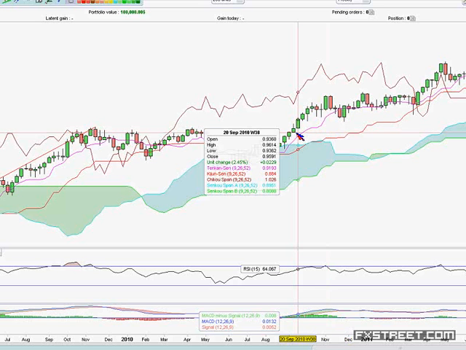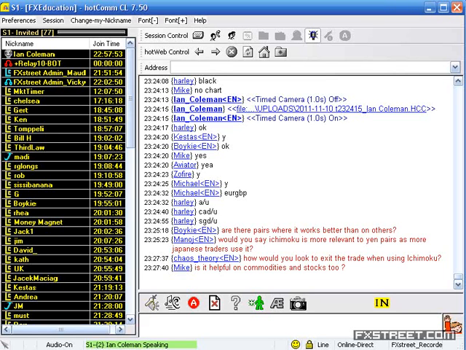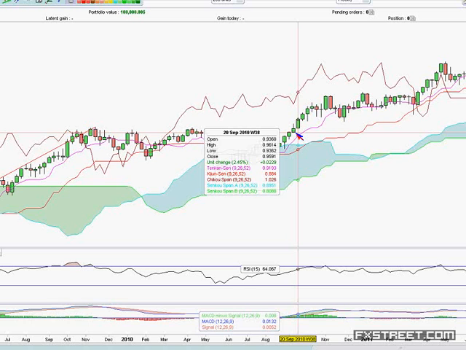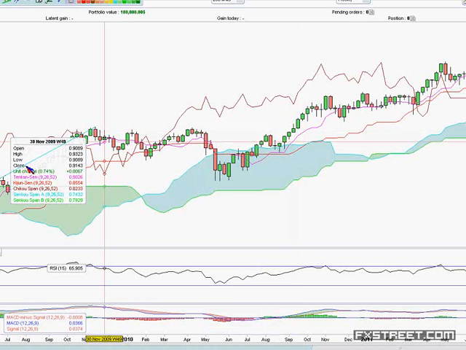Just to answer some of these questions. Would you say Ichimoku is more relevant to yen pairs? Already done that one. How would you look to exit the trade when using Ichimoku? On price action, basically. You can look to the turning line, so you can look for a break of the turning line to exit the trade.